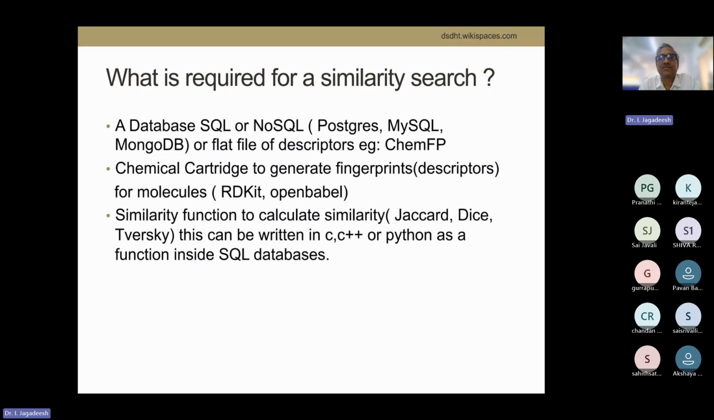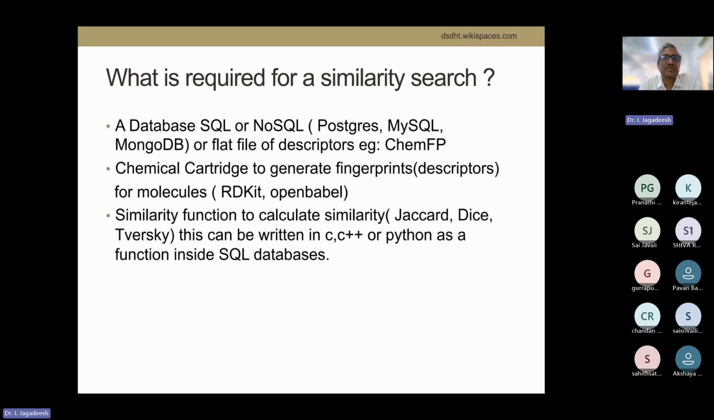So what is required now for the similarity search? We have to do both. That is the reason we need to do both. But the way we are going, the descriptors, whether chemical or biological, depending upon that, we need to use a software. So both are required. We need to use different softwares for the chemical similarity and the pharmacophore similarity.